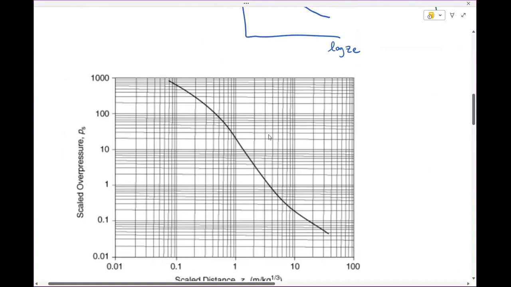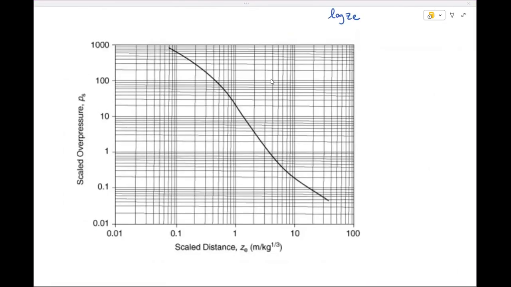Oh, you know what? I didn't clip the caption. Need to quickly check. Oh, and of course, it's scaled. So scaled means it's the pressure divided by the ambient pressure. So this just means 100 times ambient pressure, so 100 atmospheres.